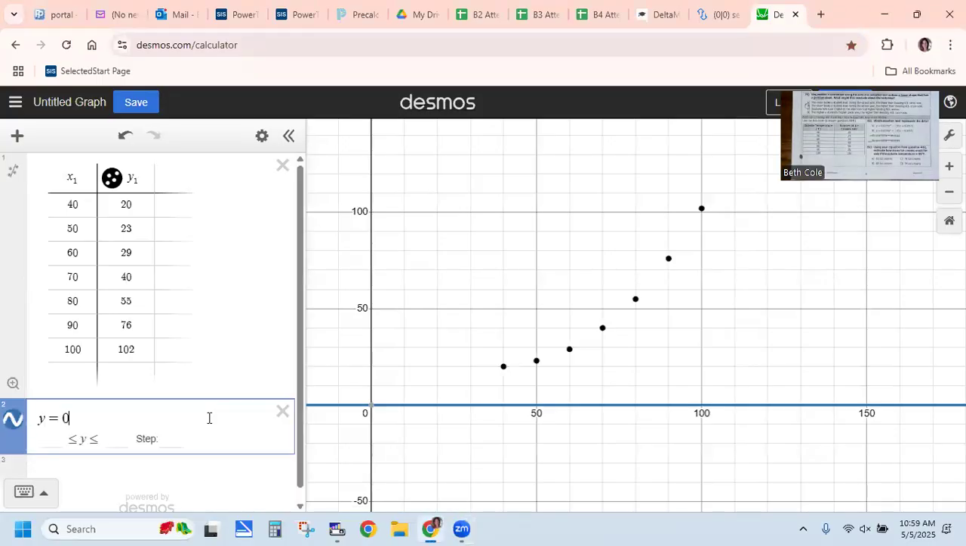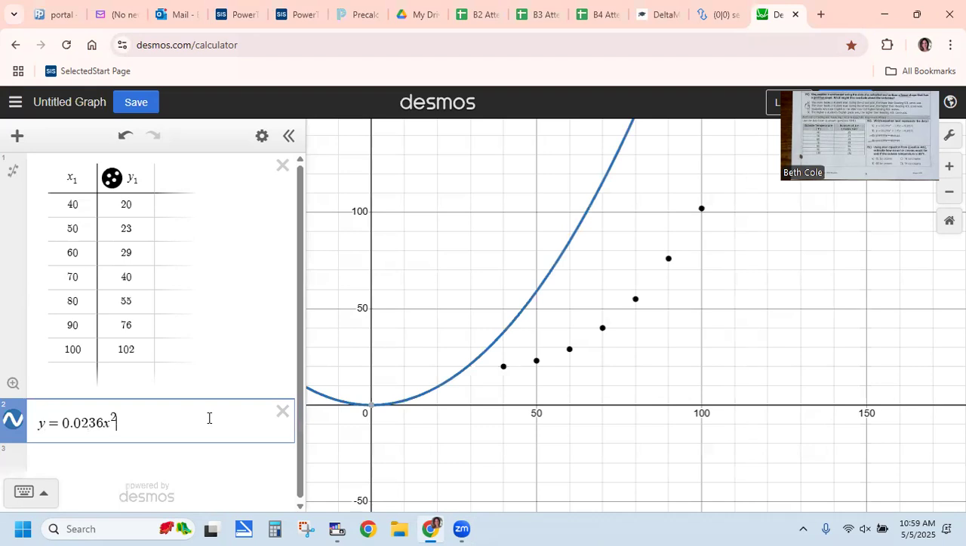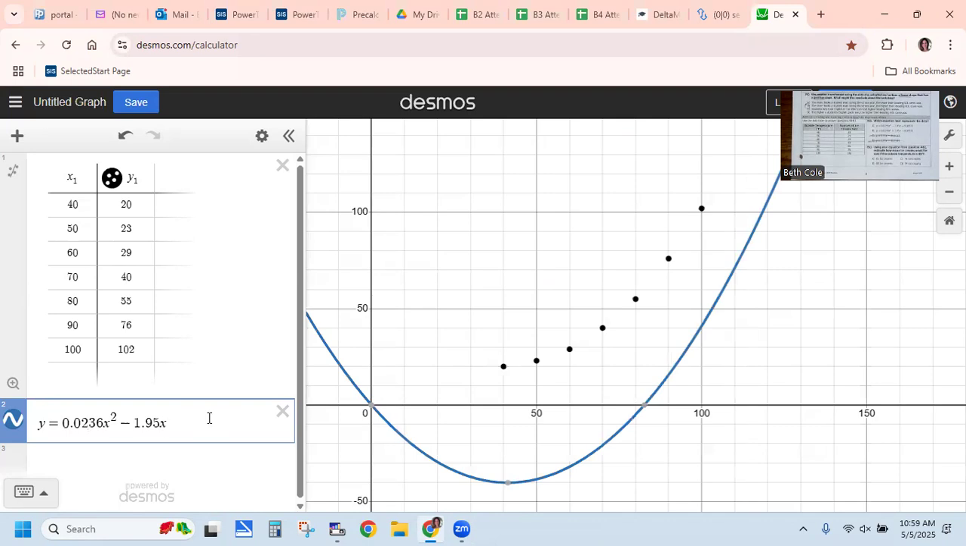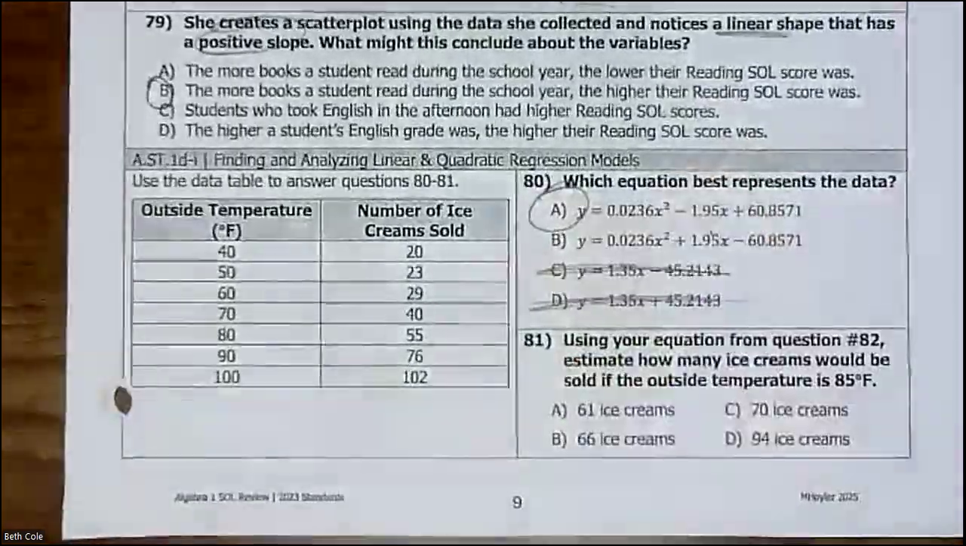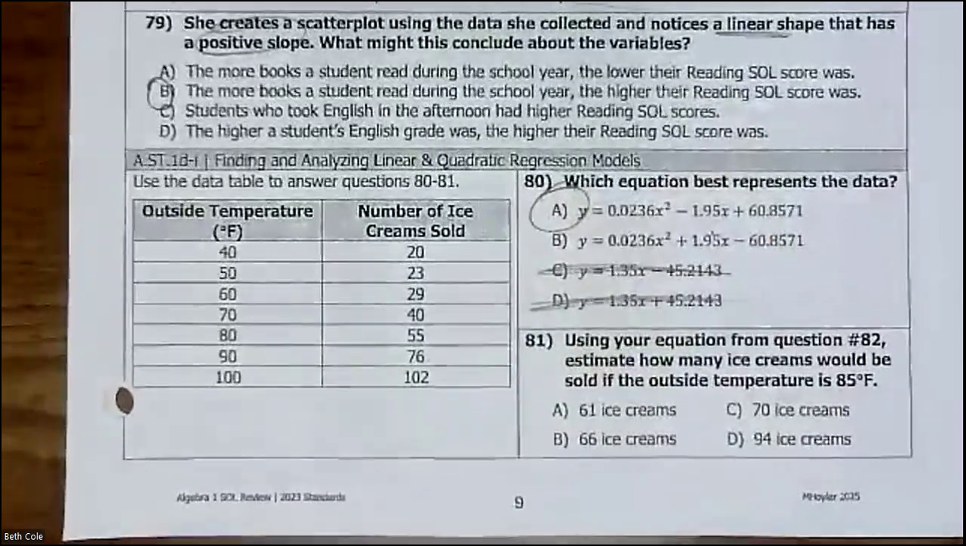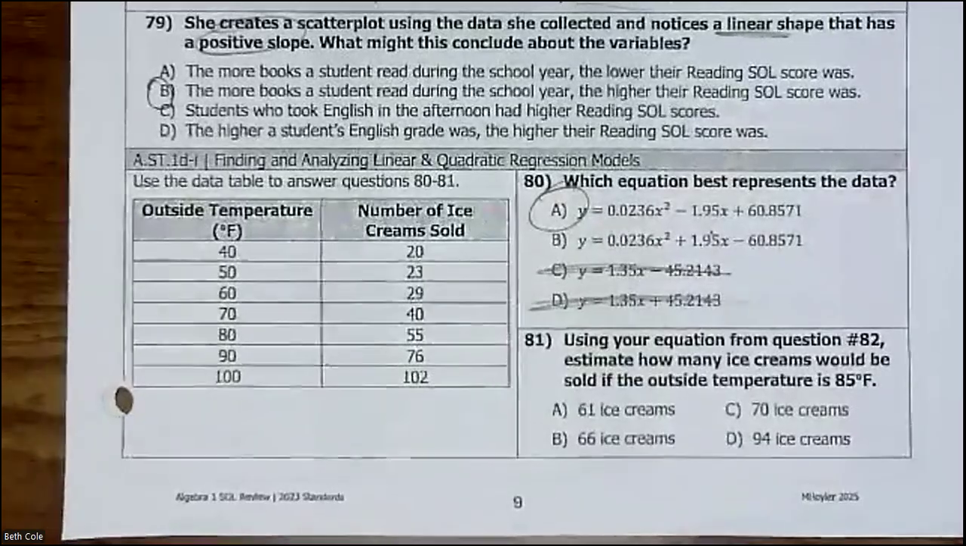Oh, geez, Louise, what is that? 0.0236 squared. Did I do that right? All right, minus 1.95x plus 60.8571. Does that go through most of the points? Now on your SOL, I would want you to type the other one just to absolutely make sure, but for the sake of time here, that's it.